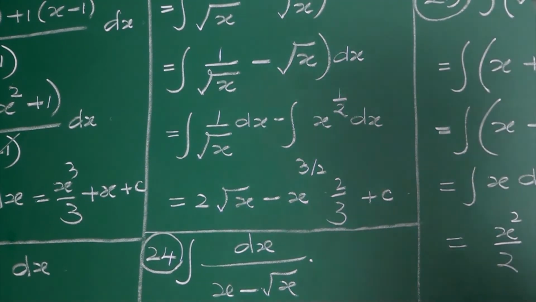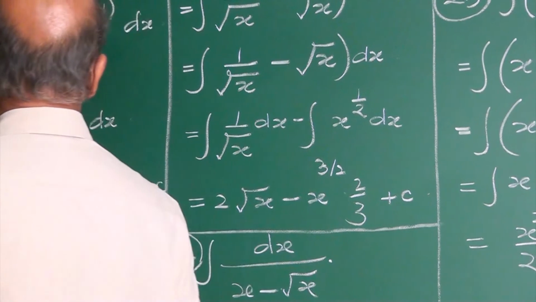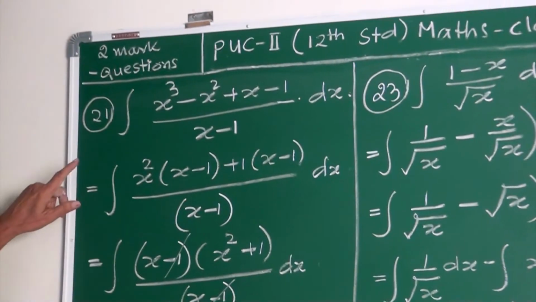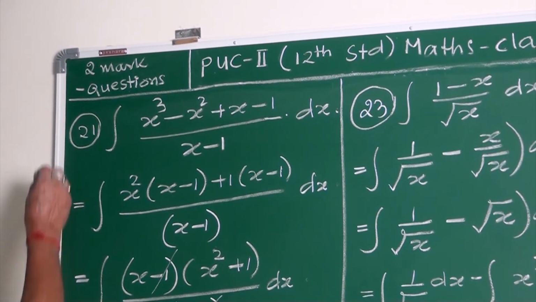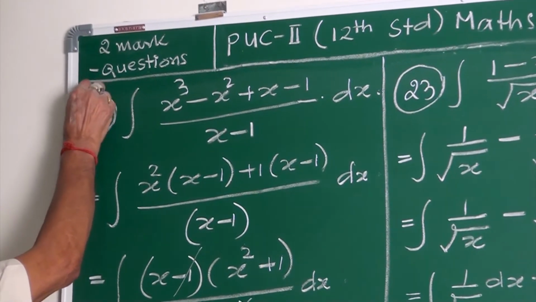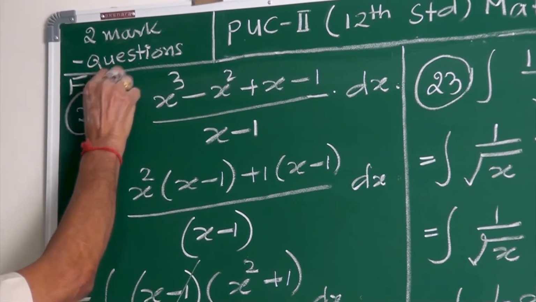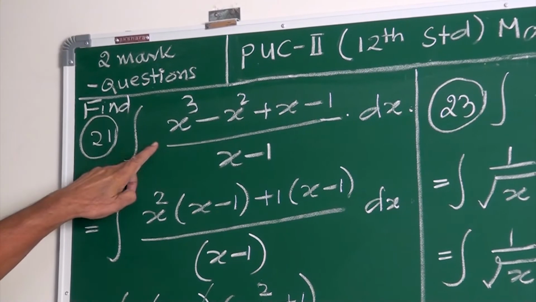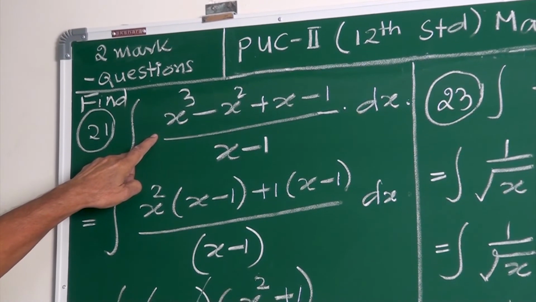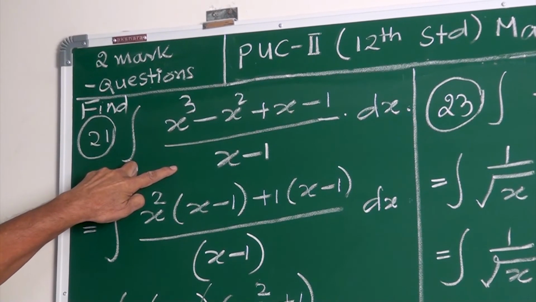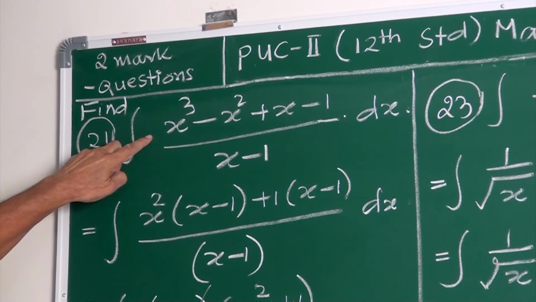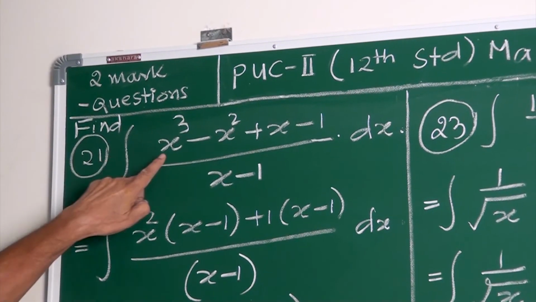These are important examples under 2-mark questions. These are also 2-mark questions. Evaluate or find, anything they ask. Find the integral of x cube minus x square plus x minus 1 upon x minus 1. You have to simplify the numerator. You have to make them as 2 groups.